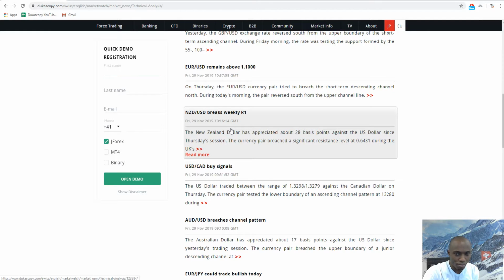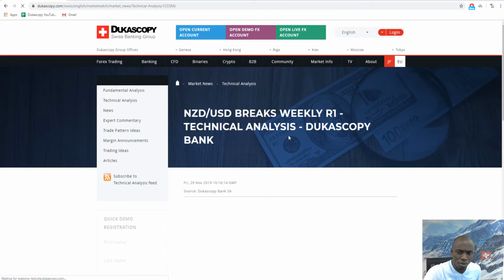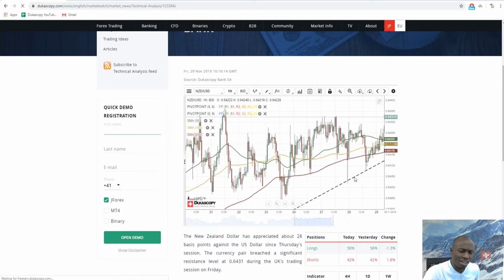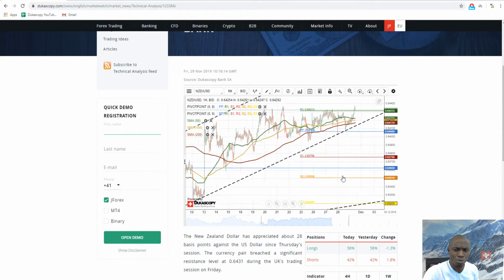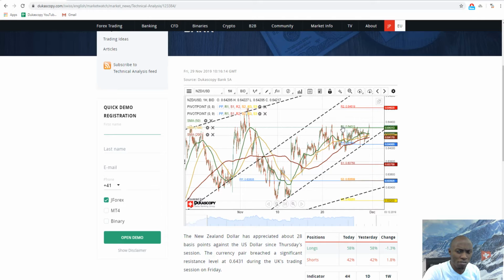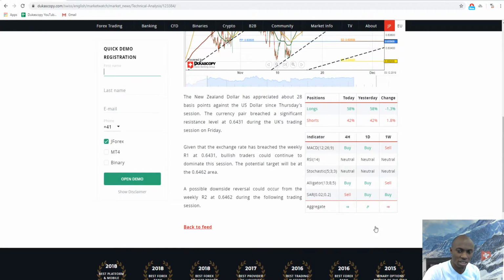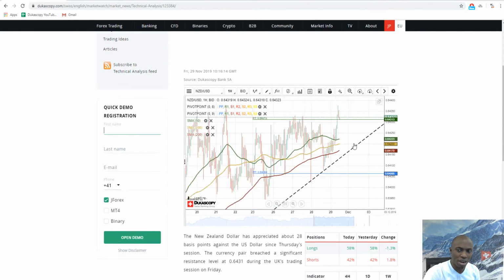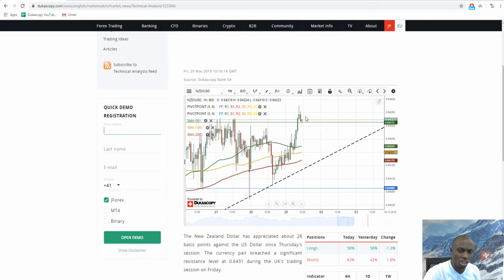The NZD USD breaks the weekly resistance level. When it breaks this weekly resistance level, you can ask me, hey, why did I say that it breaks the weekly resistance level? Because I already figured out that this weekly resistance level was a significant resistance. You can read it in the text. That was a significant resistance, and the price action broke that region during the UK session.